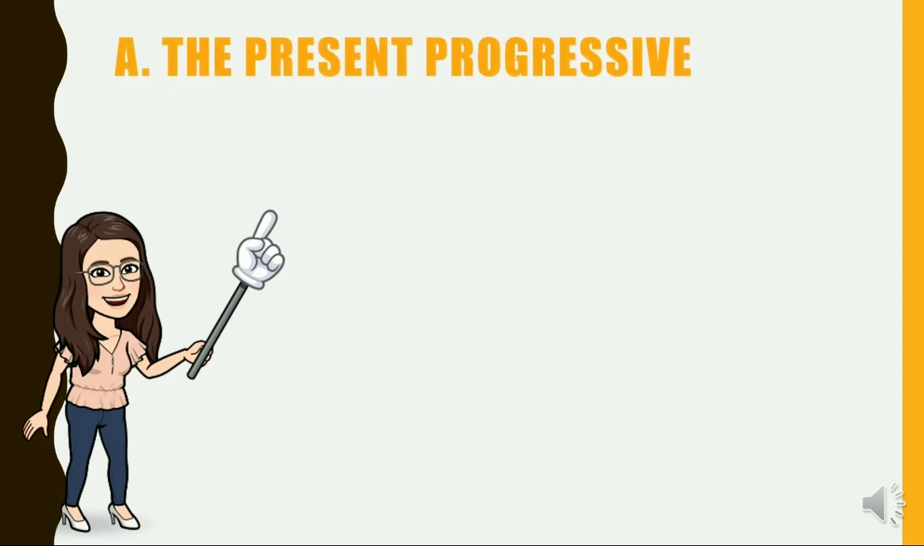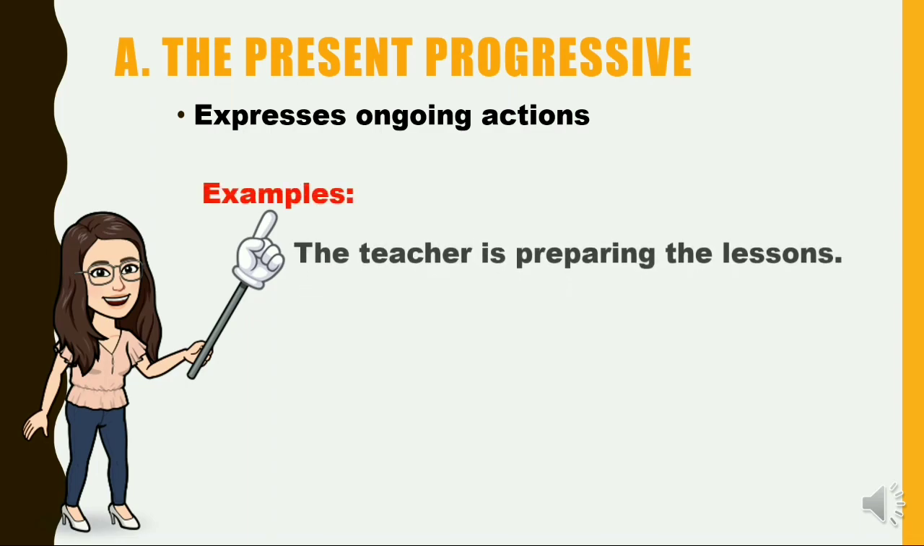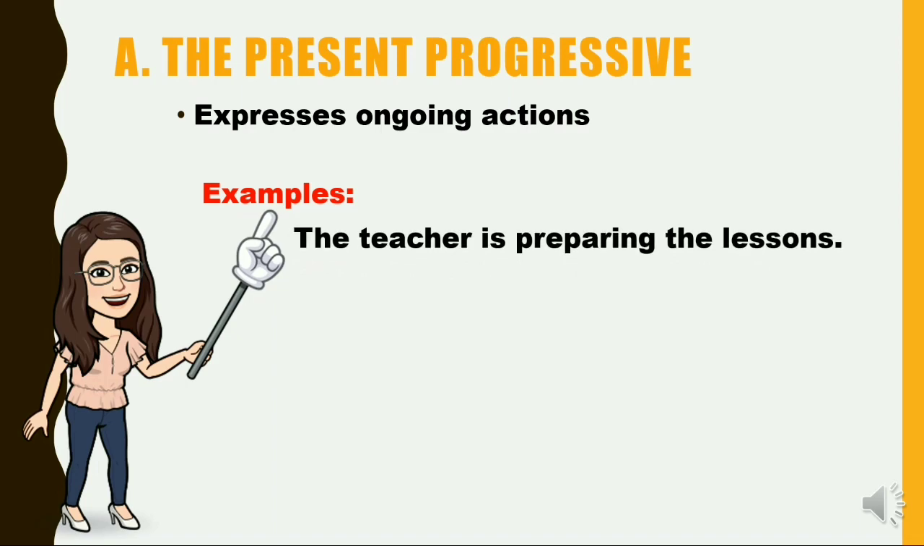Now let us have the main discussion. First, let us have the present progressive. The present progressive expresses ongoing actions. Examples: the teacher is preparing the lessons. What is the verb in this sentence? We have is preparing.